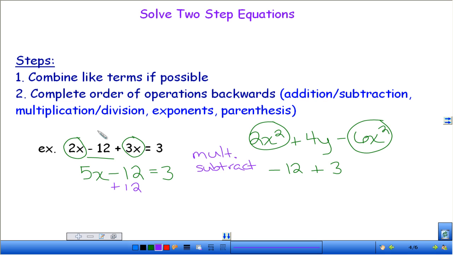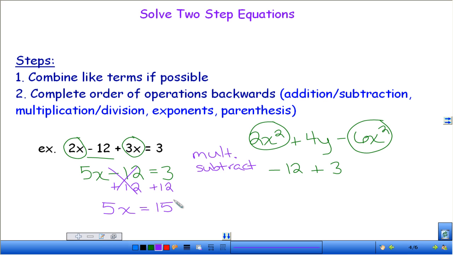We want to cancel this out. If we subtract 12, we're still going to have a negative 24 in there. That's not going to help us. But if we add 12, what's a negative 12 plus 12? 0. That cancels out. But whatever you do to one side, you have to do to the other. So this is going to cancel out, and we're left with 5x equals 15.